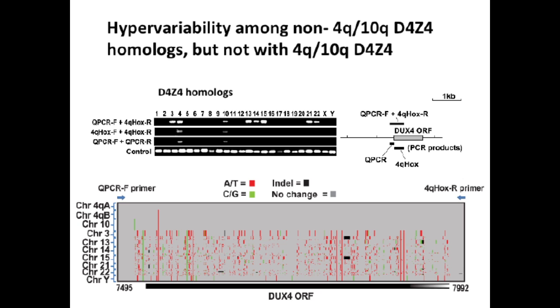Through sequencing of 280 PCR clones, we found that the PCR products from 4Q and 10Q D4Z4 showed only a 2-nucleotide difference from one another, with no other heterogeneity. In contrast, the D4Z4 homologs in 7 other chromosomes were highly heterogeneous, with interruptions in the DUX4 open reading frame in 90% of clones. Our results indicate that the D4Z4 repeats on chromosomes 4Q and 10Q are unusually well conserved in comparison to other D4Z4 homologs.